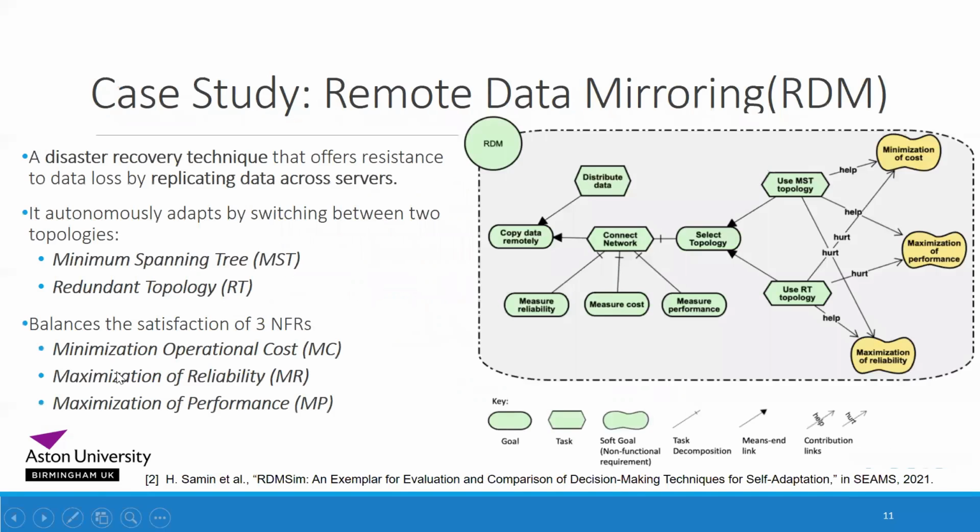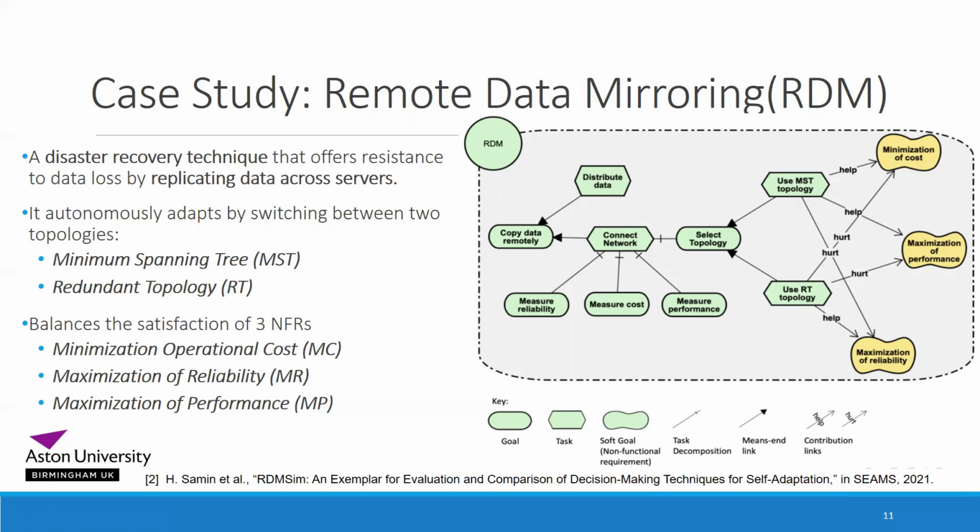In order to test our approach, we have applied it to two different case studies. One we have already discussed, which is based on the Internet of Things network. Another case study is based on the remote data mirroring network, which is a disaster recovery technique to offer resistance to data loss by replicating data across servers. In this network, the autonomous adaptation takes place by switching between the two topologies of minimum spanning tree and redundant topology, and balances the satisfaction of three non-functional requirements: minimization of operational cost, maximization of reliability, and maximization of performance.